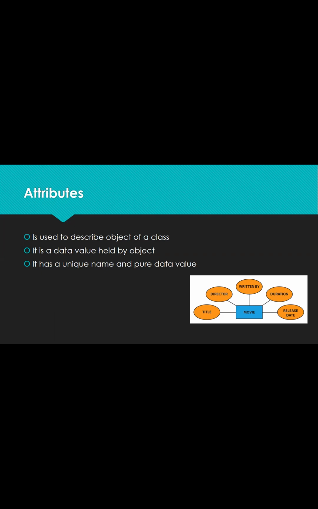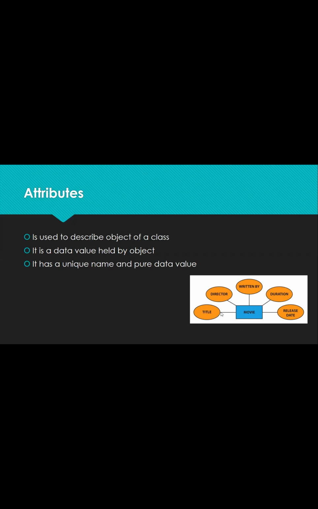Even in that one we are learning what an attribute is. Attribute is used to describe objects of a class. If movie is a class, we use attributes to describe it. The object that comes under the film class is this movie. So we are giving an explanation or description about this particular object. That we call attributes.